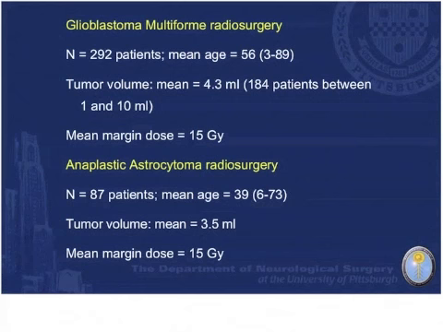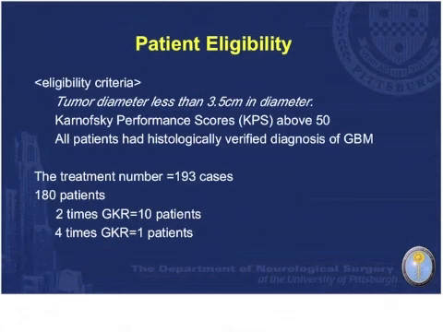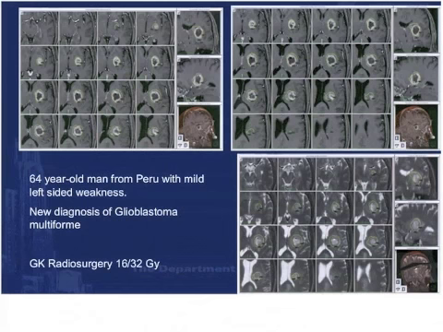Here's anaplastic astrocytomas. Again, the volumes are fairly small. And our eligibility criteria are typically tumors less than 3.5 centimeters, although I'll accept even 4.5, mainly because if there are no other great options, we'll broaden this a little bit.